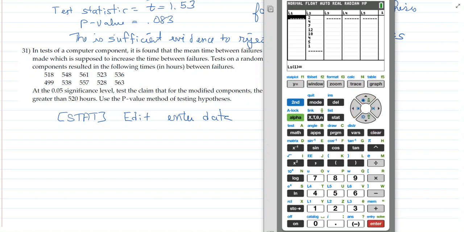518, 499, 548, 538, 561, 557, 523, 528, 536, and 566. Okay, entered everything right. All right.